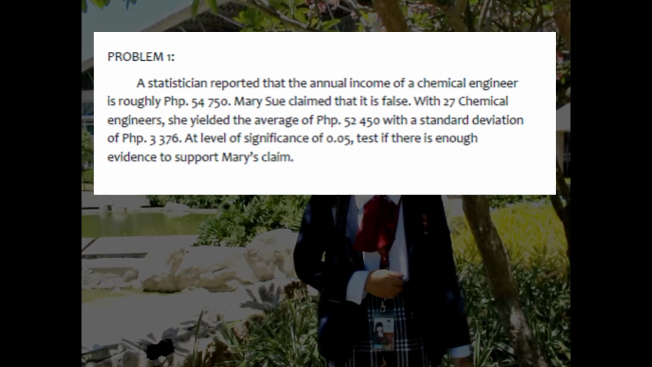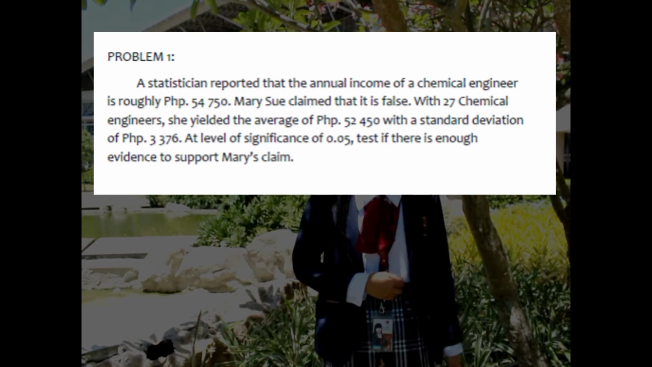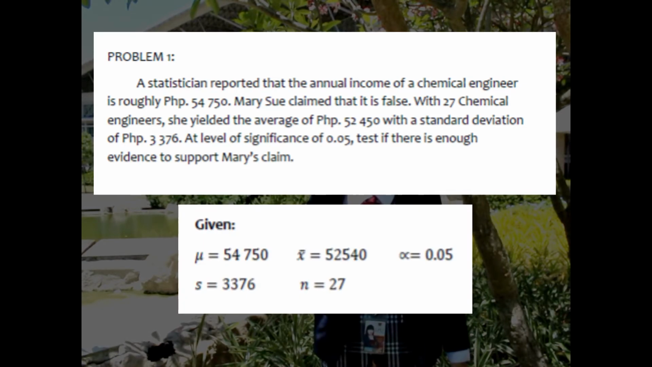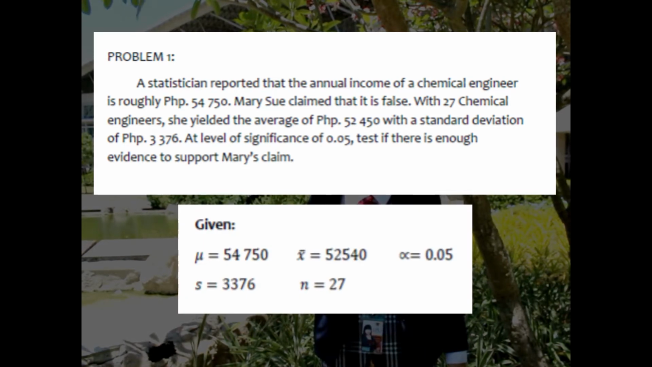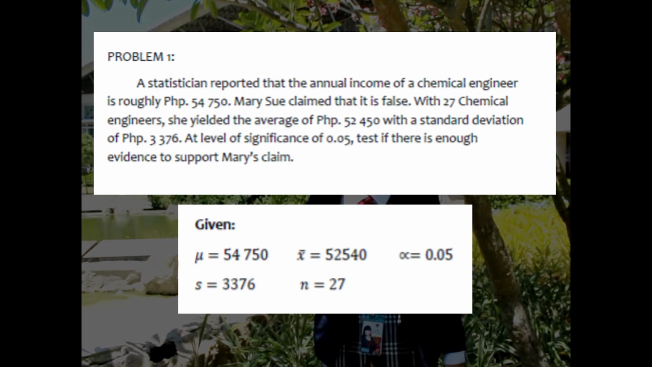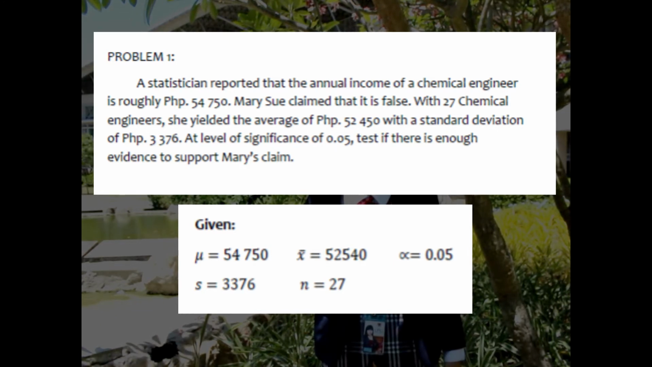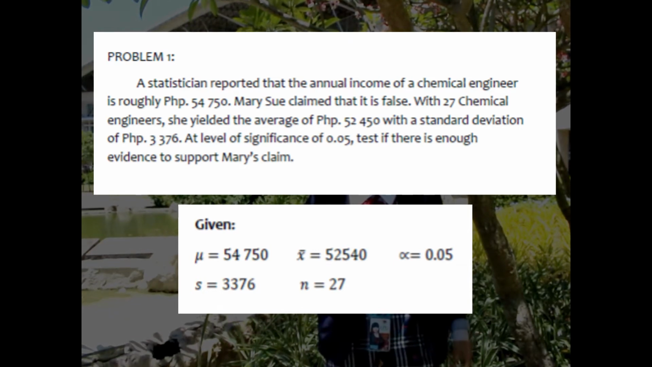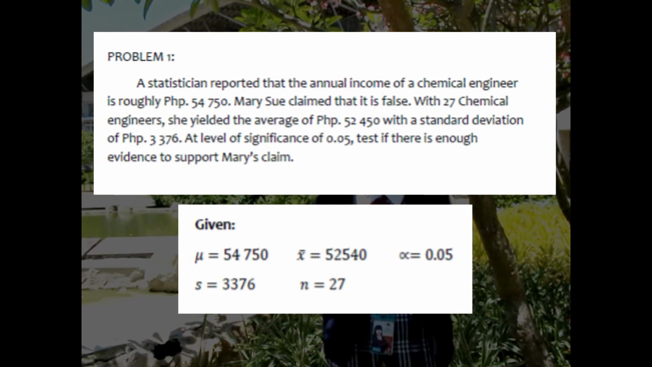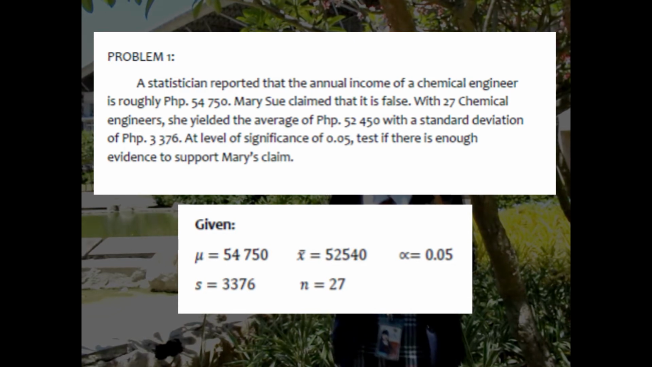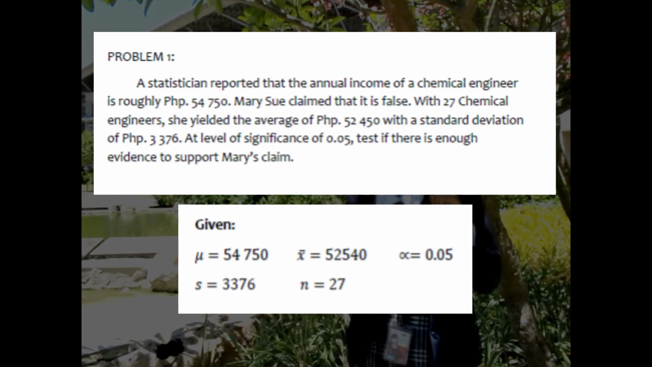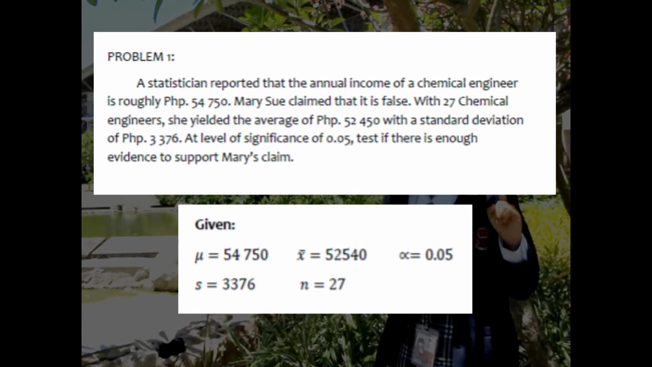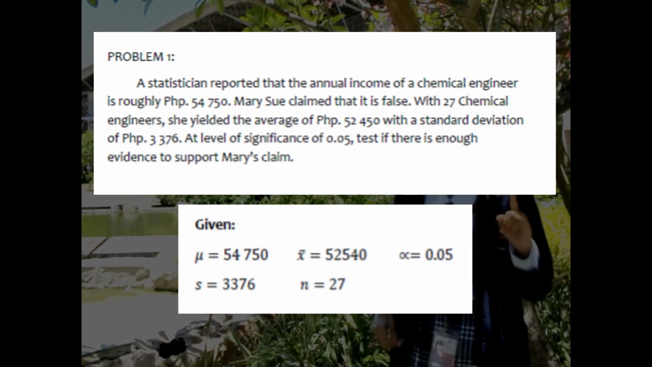The first thing to do is to identify the given values necessary in solving the problem. The givens. Mu, or the population mean, is equal to 54,750. S, or standard deviation, is equal to 3,376. Sample mean, or X bar, is equal to 52,540. N is equal to 27, and level of significance, or alpha, is equal to 0.05.